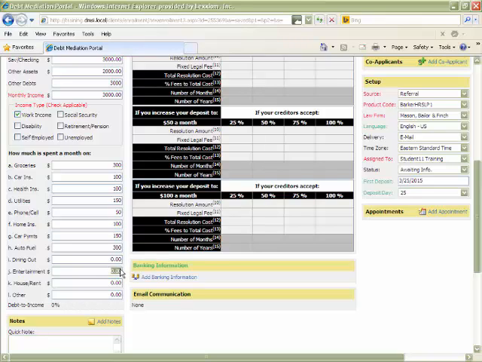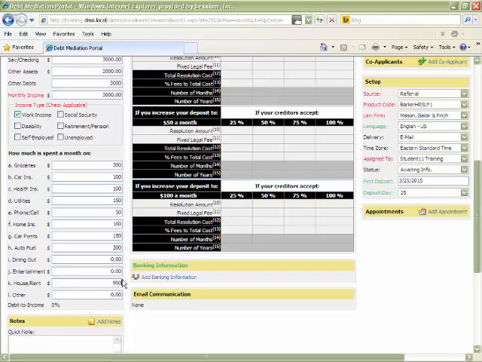Likewise, Field J is entertainment. How much does the applicant spend per month on movies, theme parks, plays, tours? Again, you may find that these applicants don't use their funds to go out. We will leave this at $0 also. Field K, house rent, mortgage payment, or rent. We will use $900.